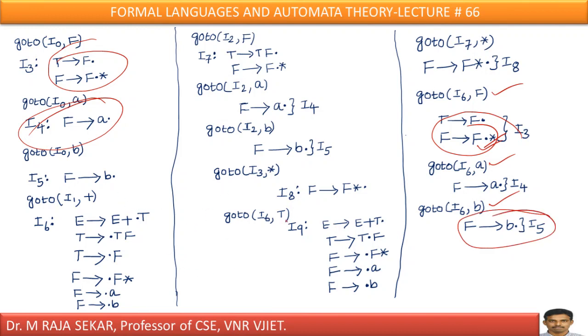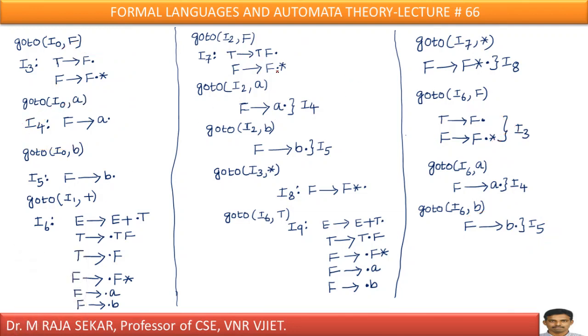If you consider I7, what will you get? I7, it is already in final state dot. After the dot you have star, therefore I7 comma star. What does I7 comma star mean? This dot must be moved to the right side. F goes to F star dot. Anyway, the dot has reached the final state. Let me say we completed I7 also. Let me name this one as I8.